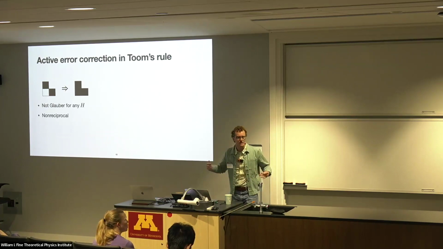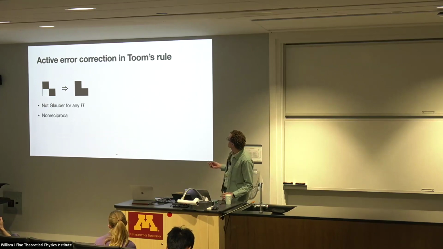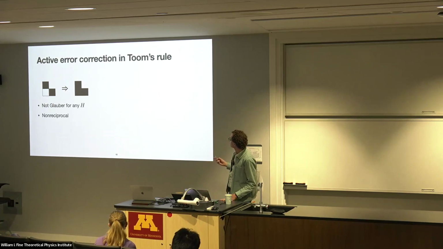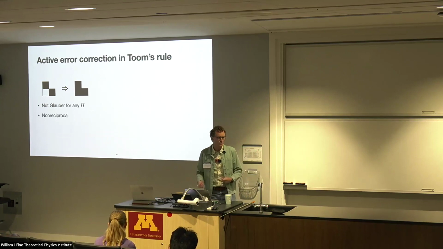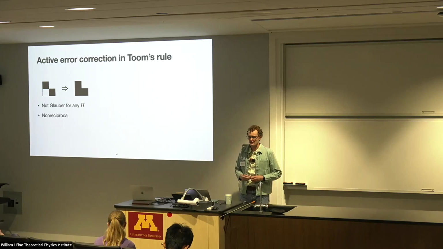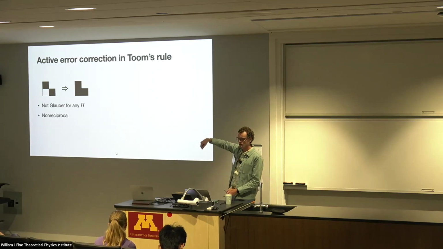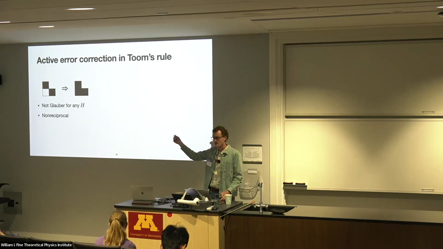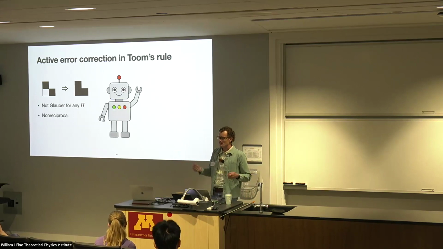A particularly illustrative example of active error correction, and one that I think is really easy to compare to Glauber dynamics for the Ising model, is this thing called Toom's rule. The idea is that every spin still tries to match its neighbors, but it only tries to match its north and east neighbor. This seems like a very mild change, but it means that you can't think of this as the Glauber dynamics of any local Hamiltonian. That's basically just because it's non-reciprocal. The north spin affects the center spin, but the center spin has no effect back on the north spin.